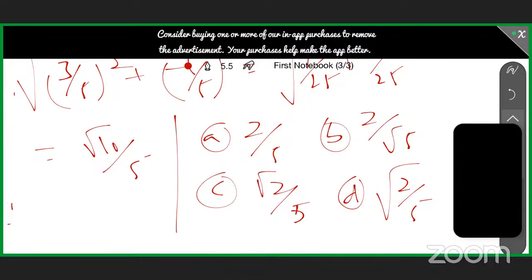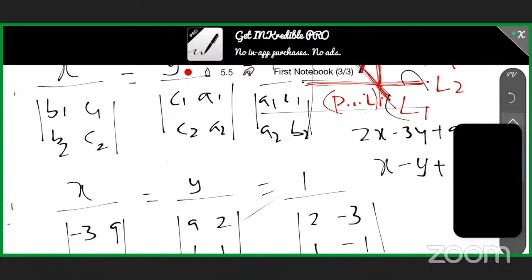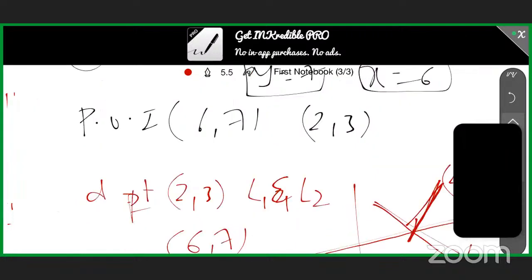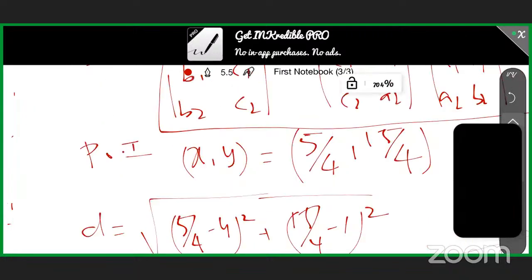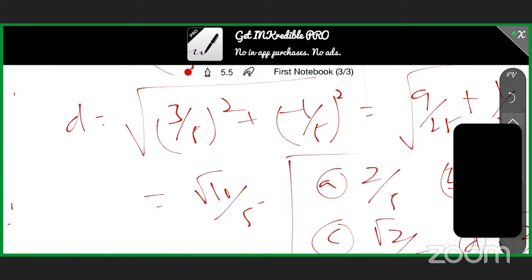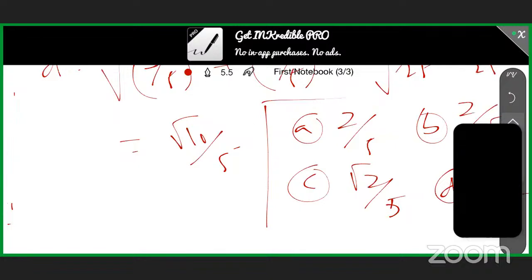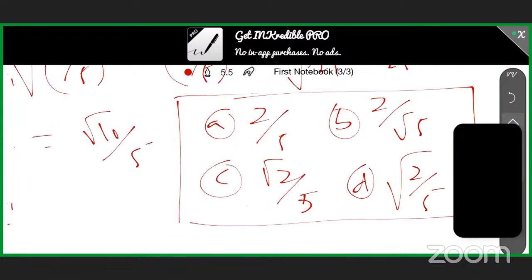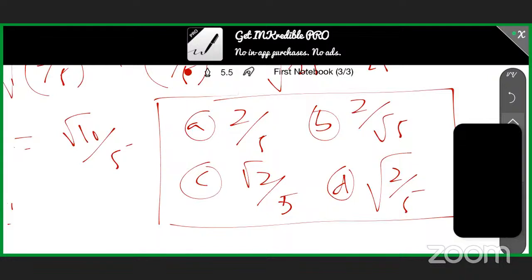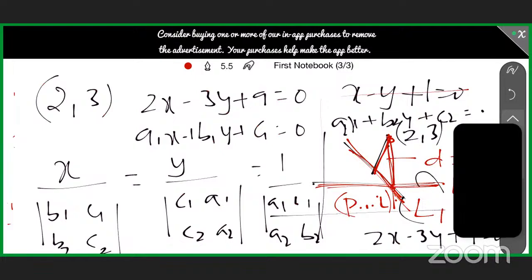See, this is how the JEE Mains question is. You know the answer, but you can go wrong after getting the answer. These options are given in the exam. Tell me which option. We got an answer root 10 by 5. Which option? A, B, C, D. D, sir. Root of 2 by 5.